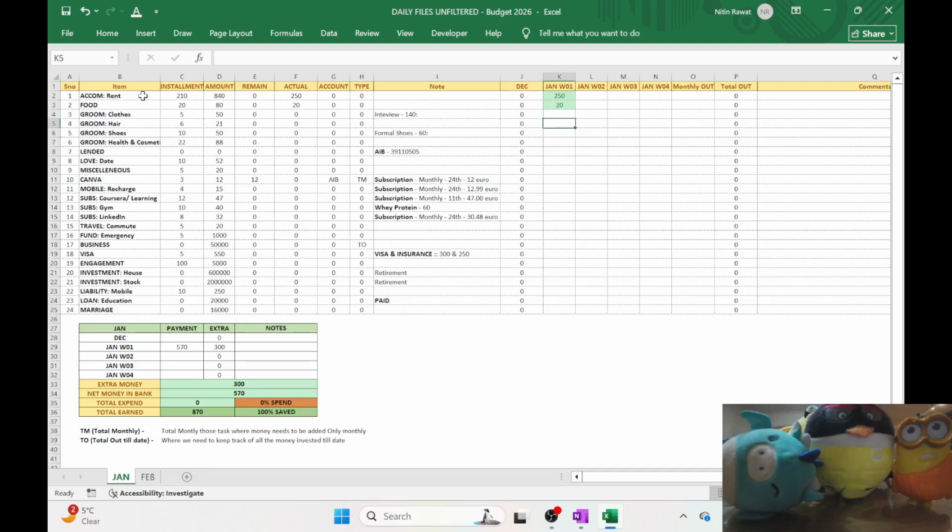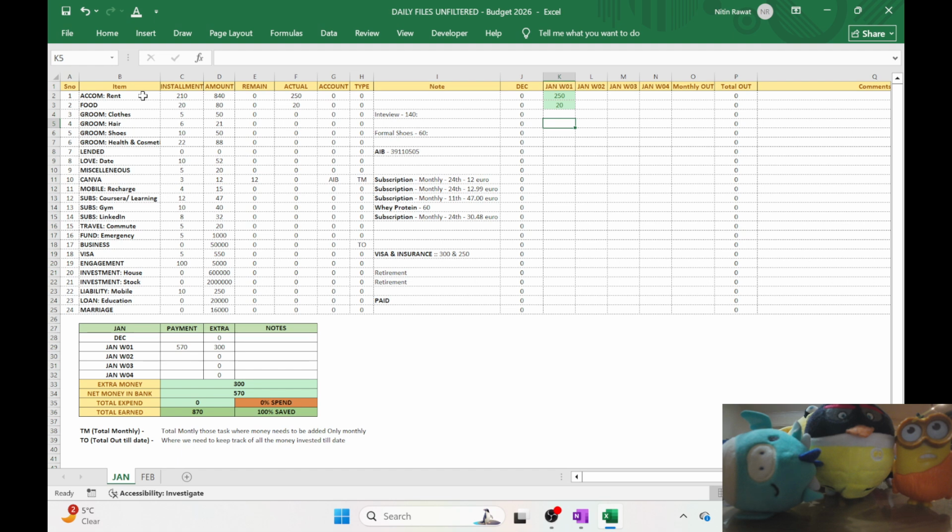So in the upcoming months, I'm in a job hunt. I'm trying to figure out if I can get some interviews. For that, I particularly need formal dresses, and I'm just keeping a slot of 140 euros for that. Let me fill this slot as we progress. Let's see how it goes.